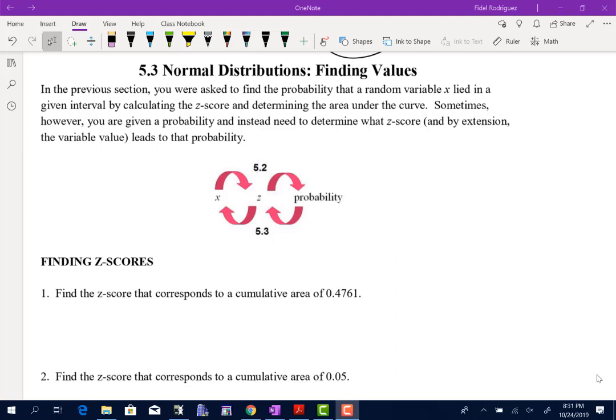Okay, so guys, 5.3 is basically it says normal distributions, finding values.